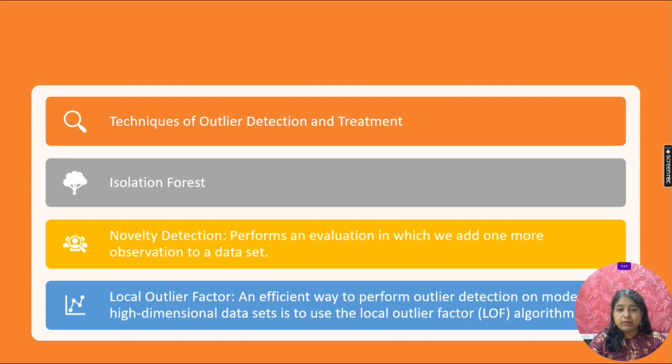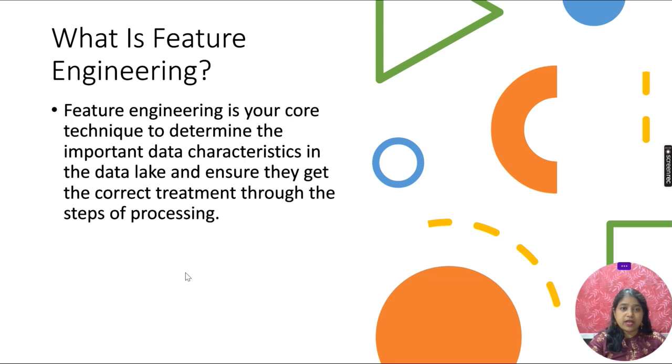Novelty detection: perform an evaluation in which we add one or more observations to the data set. Local outlier factor: an efficient way to perform outlier detection on a high dimensional data set is to use the local outlier factor algorithm. So the local outlier factor algorithm will be able to remove the outliers.